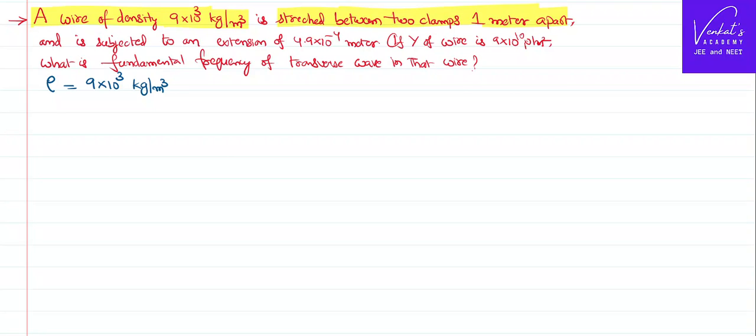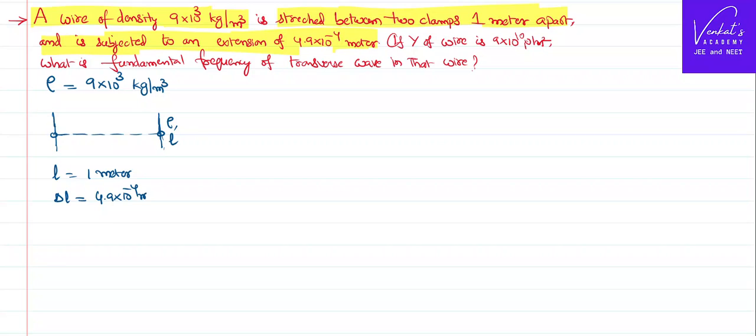If you draw a diagram for that, this is the wire having some density rho, and the gap between the clamps is given to us as L equal to 1 meter, and it is subjected to an extension of something. So some load is applied on it, so it has an extension. Delta L is 4.9 into 10 power minus 4 meters.